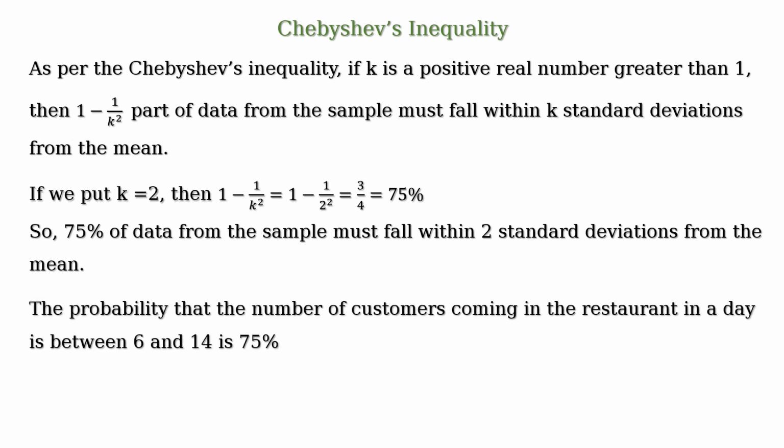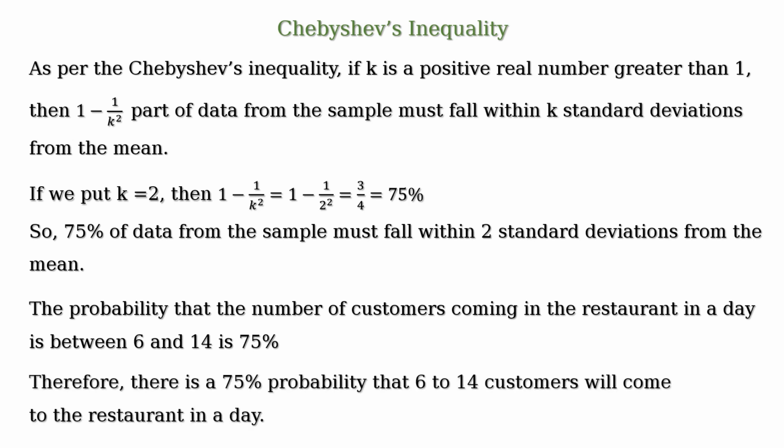In other words, the probability that the number of customers coming in the restaurant in a day is between 6 and 14 is 75%. Therefore, there is a 75% probability that 6 to 14 customers will come to the restaurant in a day. I hope this helps.